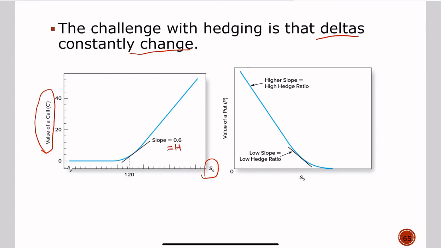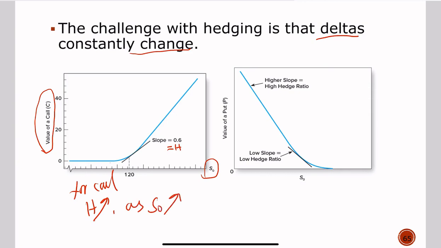What you can see here is if it's a call, when the stock price is low, then hedge ratio is small, right? And when stock price is larger, hedge ratio becomes larger. So this basically means that for a call, hedge ratio increases as stock price increases.